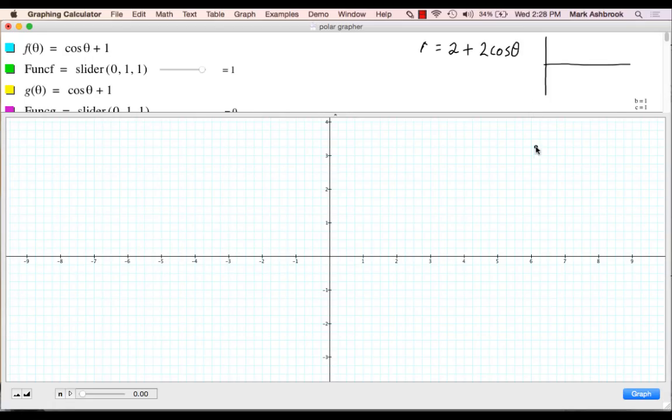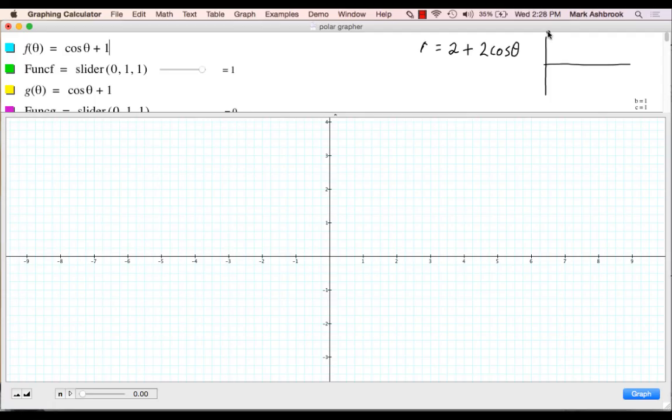Okay, so this is really exactly the same. It's just blown up by 2. So it's exactly what you would get, just magnified by 2 out from the pole, because everything's multiplied by 2.